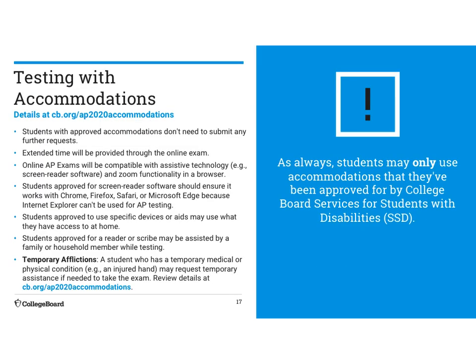Testing with accommodations. You can see the details at cb.org/AP2020 accommodations. Remember, you can't click that link, you can just type it in. If you don't know what I'm talking about here, then this doesn't apply to you. But students who receive accommodations normally at school or in testing environments, if they have been approved by the College Board Services for Students with Disabilities, will have them apply to their AP exam as well with this online testing. So something like extended time is automatically going to be provided. If you've already been approved for this for your SAT, ACT, or other things that go through College Board, then it's going to be approved for your AP exam as well.